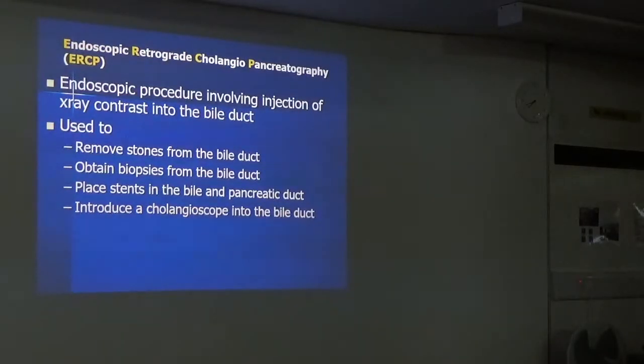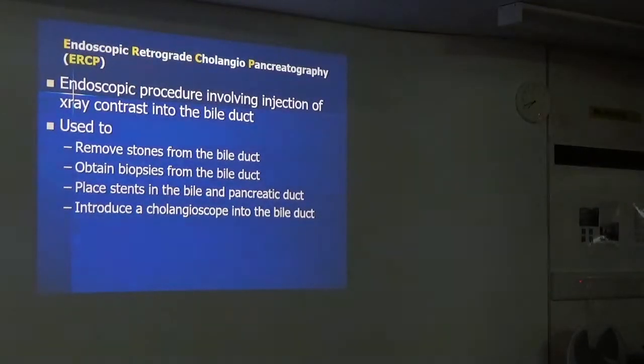And it has lots of uses. We do probably about 900 such procedures in the Freeman each year. It's the most common way of removing stones from the bile duct. You can also obtain biopsies, and you can put stents into the biliary tree and pancreatic duct. You use it to examine patients with primary sclerosing cholangitis.